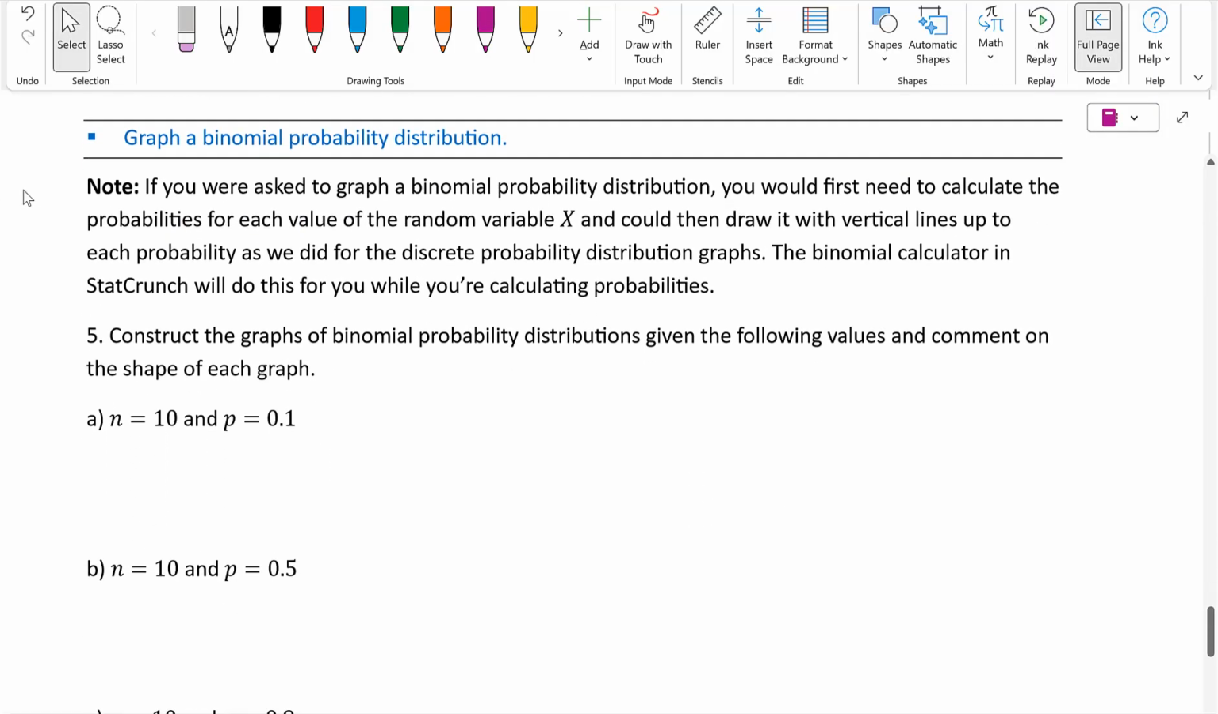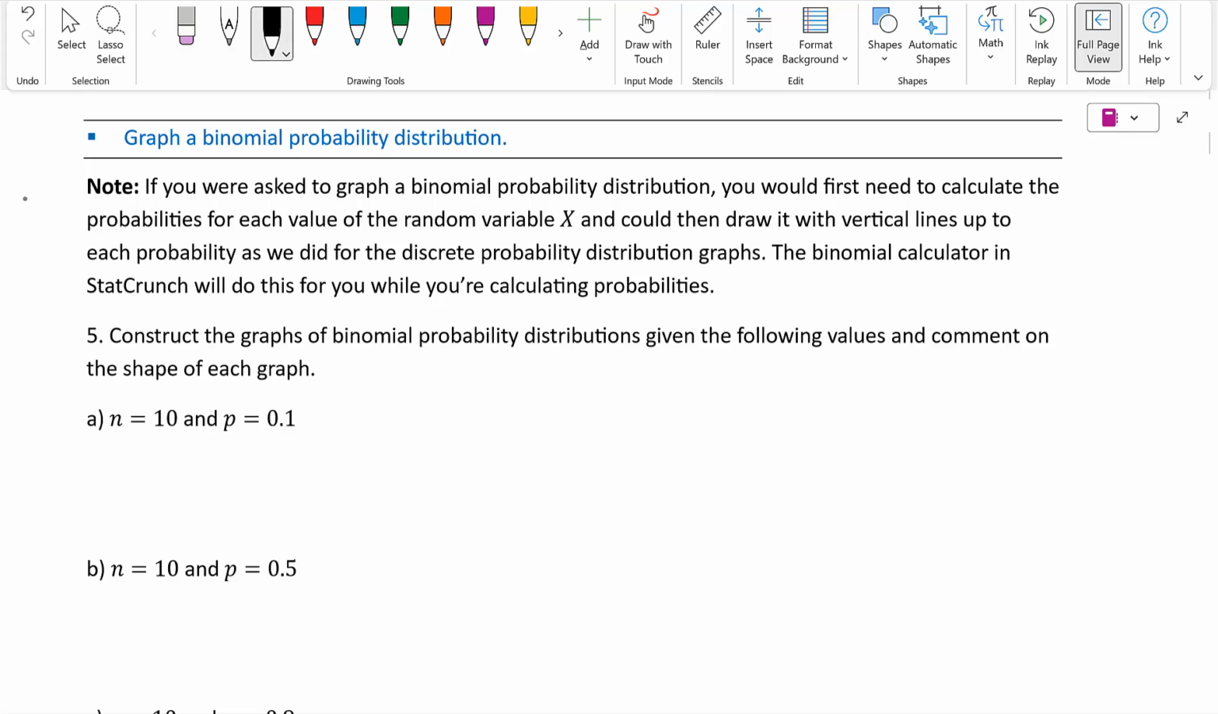All right, for graphing a binomial probability distribution, we have a note. If you were asked to graph a binomial probability distribution, you would first need to calculate the probabilities for each value of the random variable x, and could then draw it with vertical lines up to each probability, as we did for the discrete probability distribution graphs. The binomial calculator, as you've seen though, will do this for you while you're calculating probabilities. So worst case, you'll have to pick out one in the homework, but you shouldn't have to draw anything by hand.